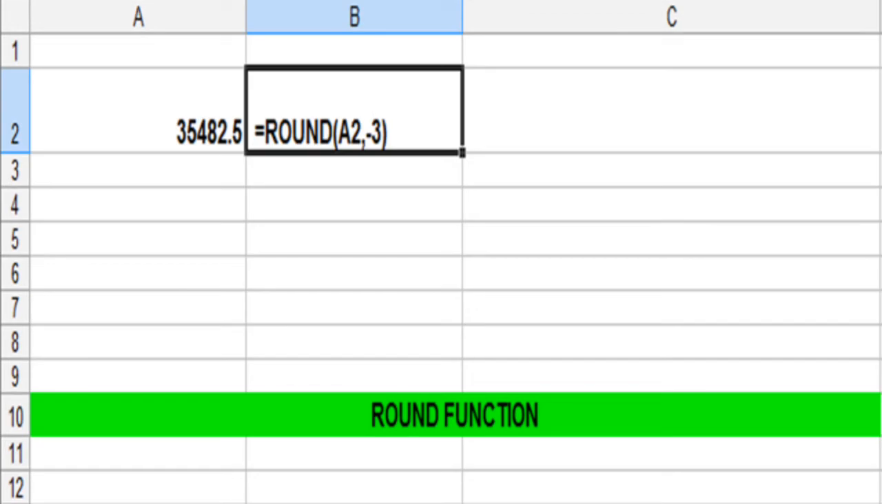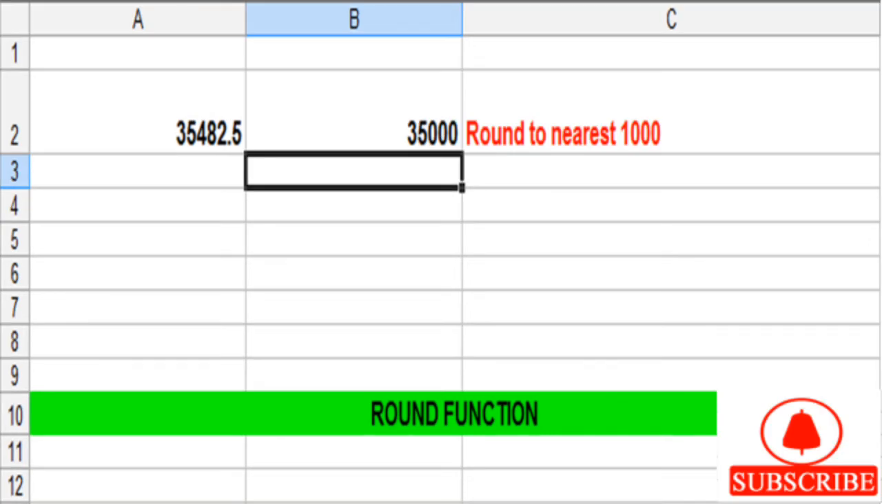Round to the nearest multiple of 1000. The formula is equals ROUND(A2, -3). Press enter. Rounded to the nearest multiple of 1000. The output number is 35000.